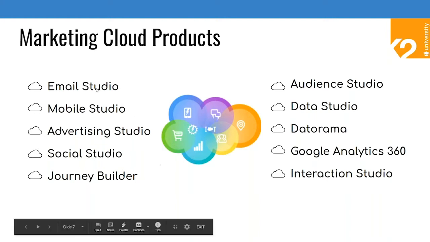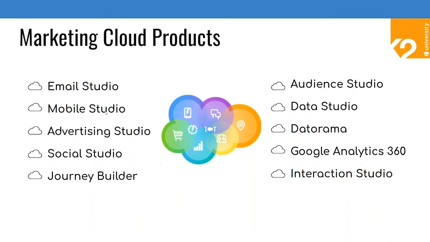Email Studio is for email marketing campaigns. Mobile Studio allows us to send SMS and push messages in real time. Advertising Studio allows us to manage all the social media and to do advertising across, for example, Google, Facebook, LinkedIn, Twitter, etc. Social Studio gives us the opportunity to engage with customers and connect the social media to marketing, sales, and service. Journey Builder we will see later more specifically, but it's used to build customized customer journeys using different communication tools.